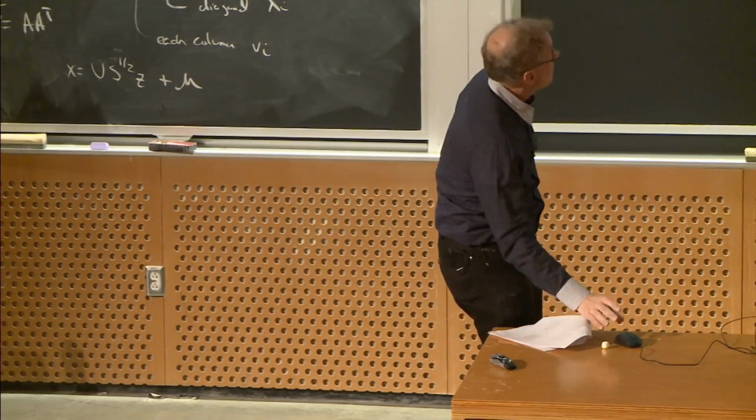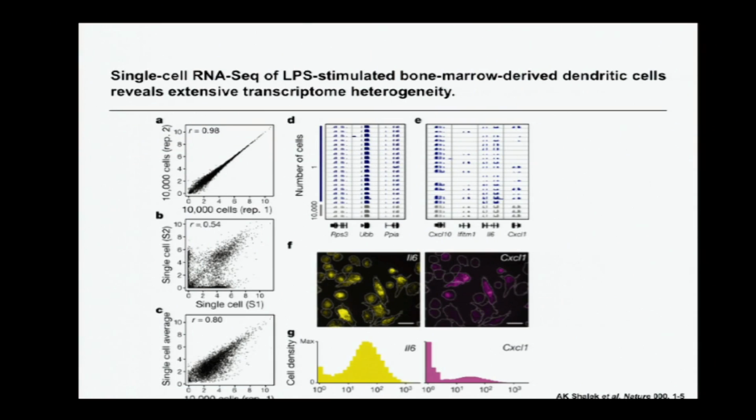So here's what I'll show you in these plots. Here is, on the upper left, the 10,000 cell experiment versus the 10,000 cell experiment. And as you can see, the correlation coefficient is quite high, 0.98, and it looks very, very good, experiment 1 versus experiment 2, or rep 1, rep 2.